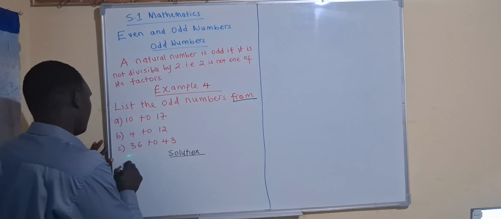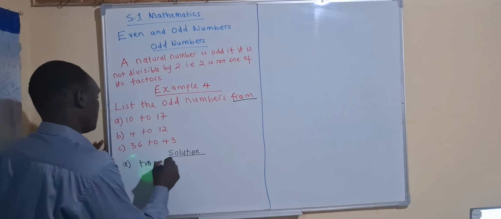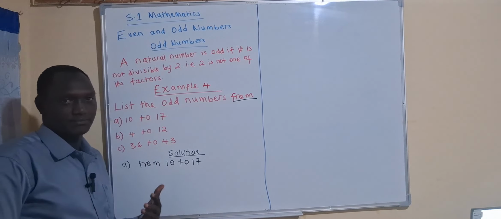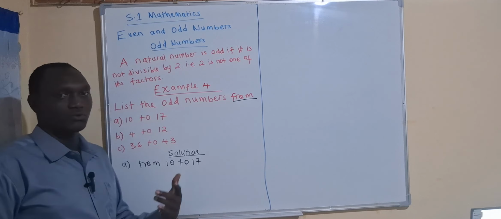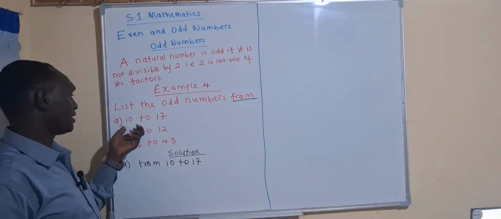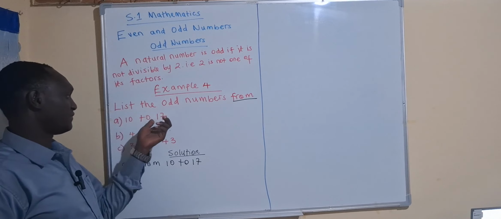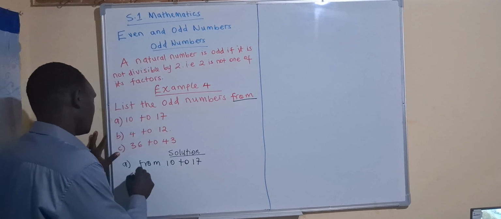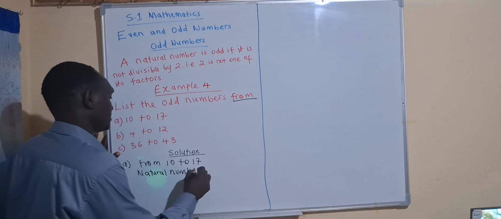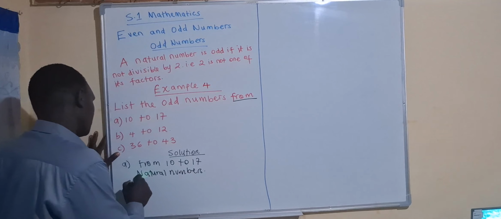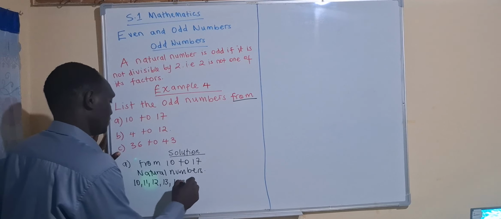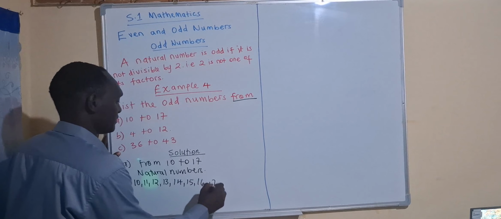So, we shall start with part A. From 10 to 17, and the concept of from to means that the two numbers are inclusive. That means we shall begin from 10 and we stop at 17. So let us first get the natural numbers from 10 to 17. Natural numbers. So from 10, we shall have 10, 11, 12, 13, 14, 15, 16, and 17.